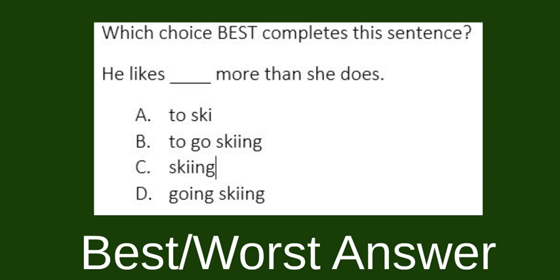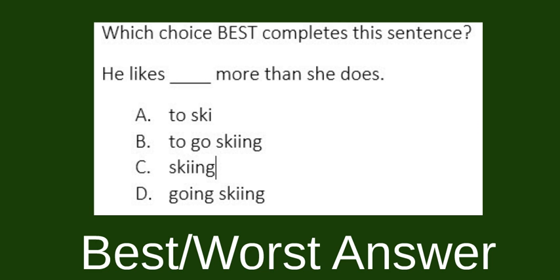The best worst answer: which choice best completes this sentence, meaning you're going to give them other choices that can complete this sentence, but which one is the best choice? So for example, he likes blank more than she does. He likes to ski more than she does. He likes to go skiing more than she does. He likes skiing more than she does. He likes going skiing more than she does. Yeah, all those answers can fit in there, but what is the best in terms of language used?